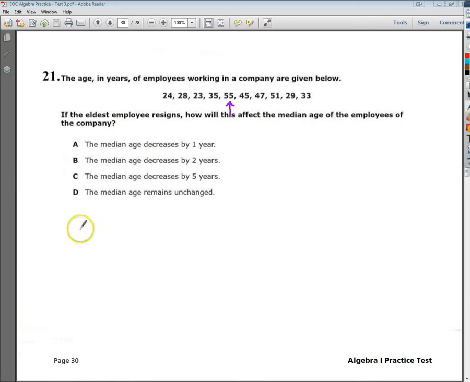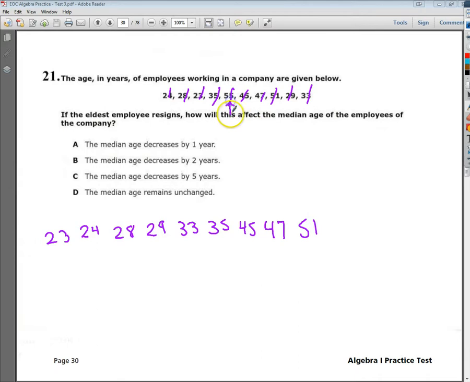So, 24, 23, I missed one. The next one's going to be 28, 29, 33, 35, 45 and 47, 51, and 55.